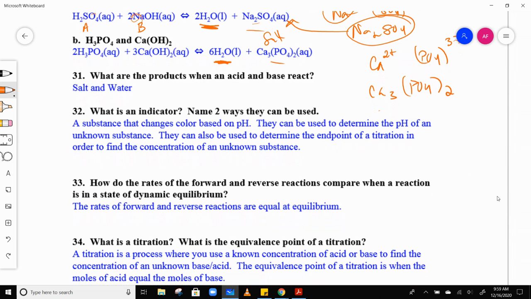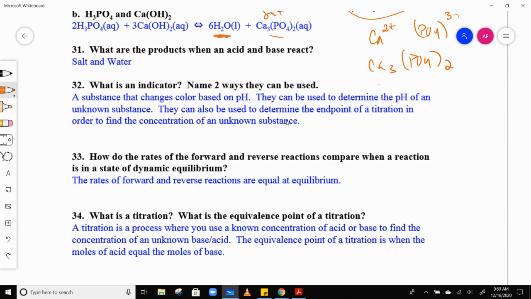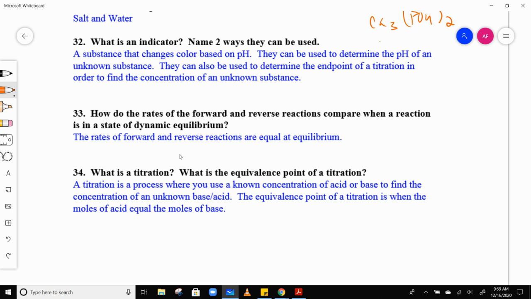An indicator is any substance that changes color due to pH change. Okay, they can be used to determine the pH of a substance, or they can also be used as an endpoint in a titration to find the concentration of an unknown substance. All right, and then when something is at equilibrium, the rates of the forward and reverse reaction are the same; they're equal.